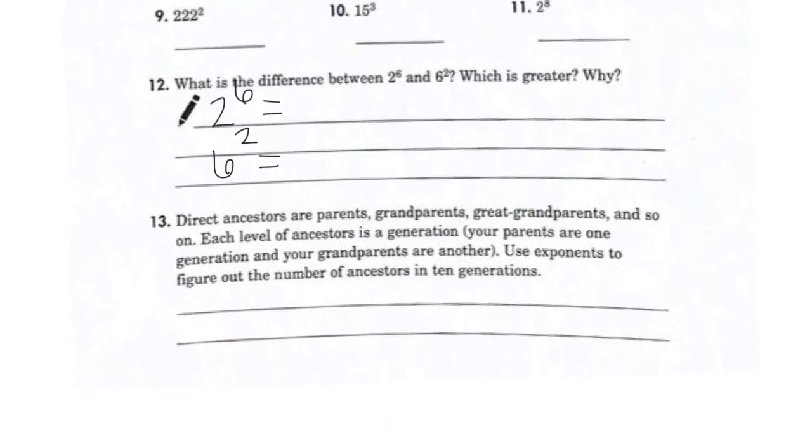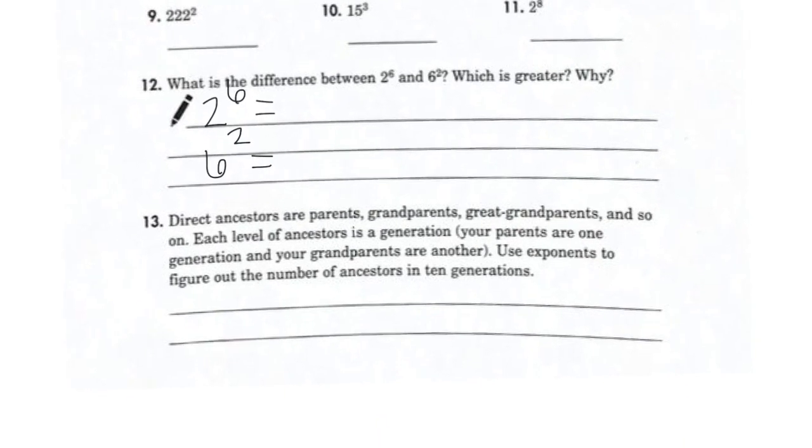Then when you come down, it says direct ancestors, our parents, grandparents, great-grandparents, and so on. Each level of ancestor is a generation. Your parents are one generation, your grandparents are another. Use exponents to figure out the number of ancestors in 10 generations. So you have to figure out what problem you're going to do and the power, and then give me an answer.